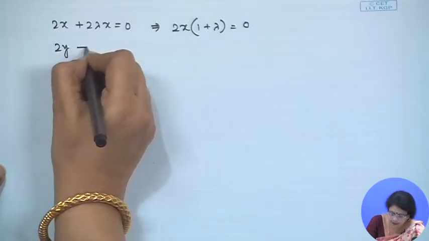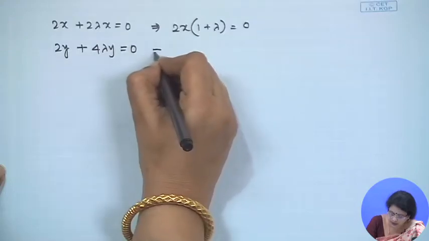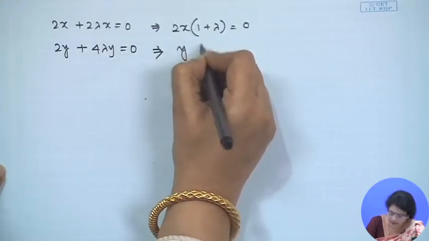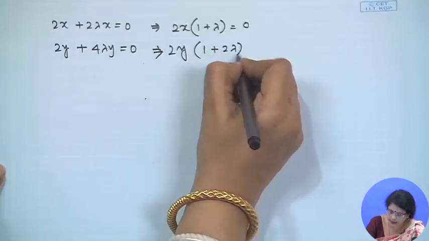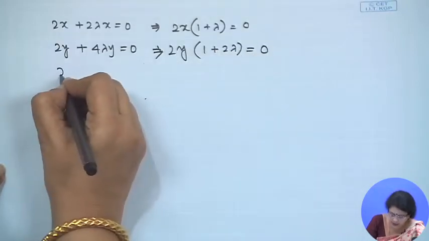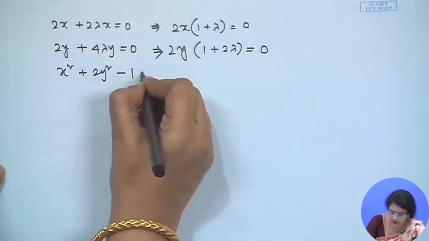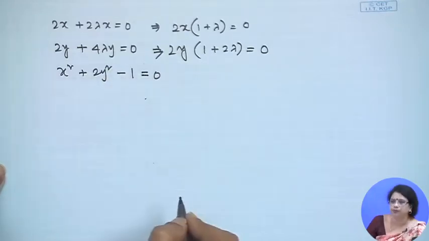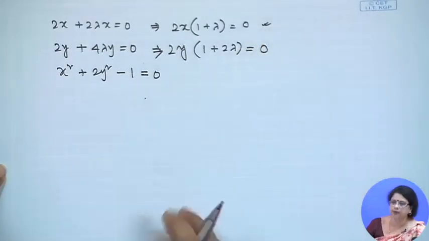The next, 2y plus 4 lambda y is equal to 0. This implies y times 2(1 plus 2 lambda) is equal to 0. What else we have? x square plus 2 y square minus 1 is equal to 0. Look at the first one.